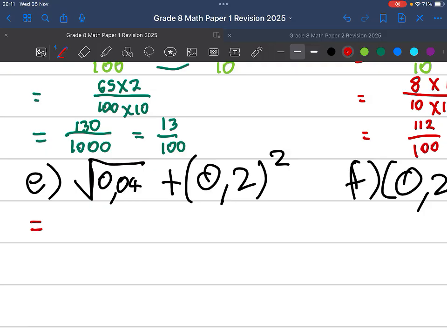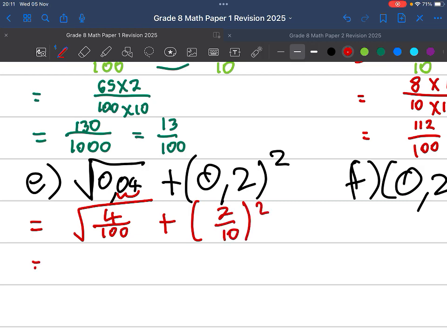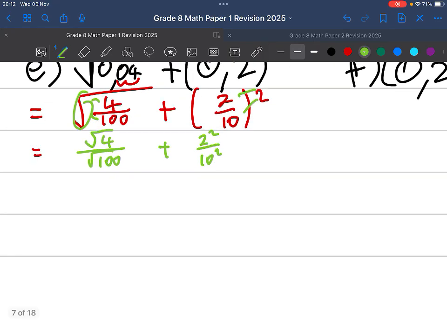Let's get it going. 0,04 is 4, 2 decimal places, over 100, plus 0,2 is 2 over 10 squared equals, remember we're going to distribute the root sign to the top and the bottom, so the square root of 4 over the square root of 100 plus, distributing this, you get 2 squared over 10 squared, and that's equal to 2 over 10 plus 4 over 100.